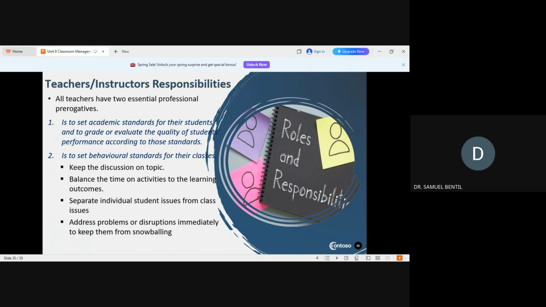The next one is to set behavioral standards for your class. What kind of behavioral standard are you setting? That's why as a teacher, you must be mindful of the way you dress, the way you talk, the way you carry yourself in school, so that, as we all learned in the hidden curriculum, you set a certain behavioral standard people can emulate and be proud of.